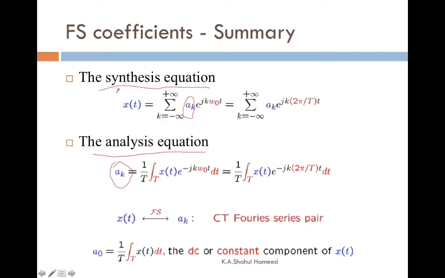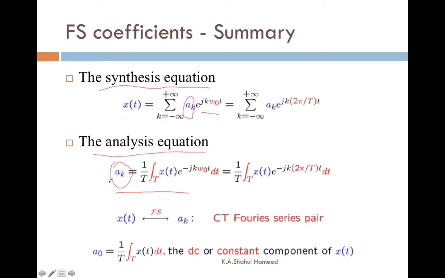These two equations are very important: x(t) is equal to the summation from k equal to minus infinity to plus infinity of a_k e^(j k ω0 t). This is a very important equation. At the same time, a_k is equal to 1/T times the integration over a single period, which is 0 to T, otherwise you can even treat it as minus T/2 to plus T/2, of x(t) e^(-j k ω0 t) dt.